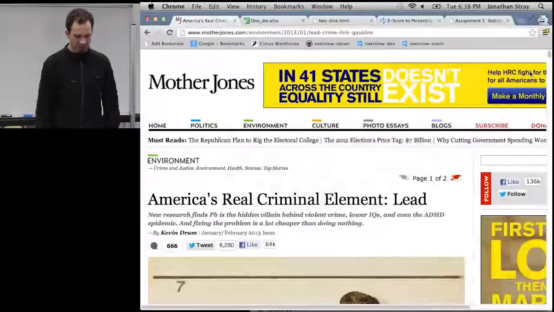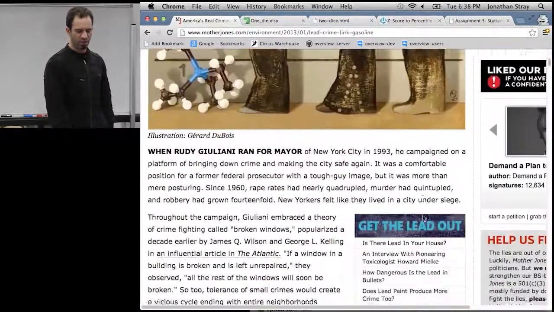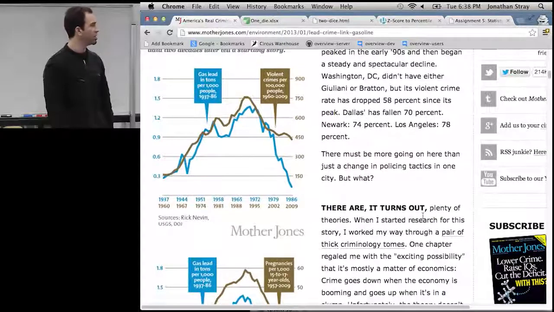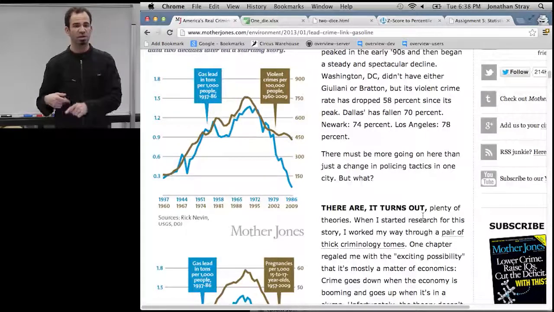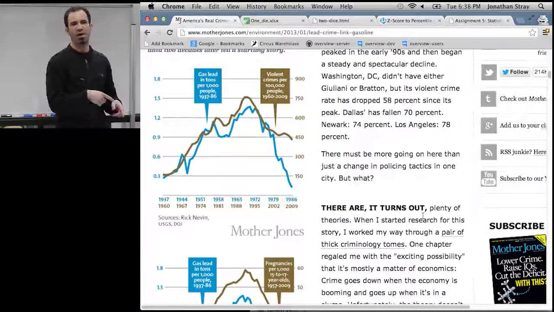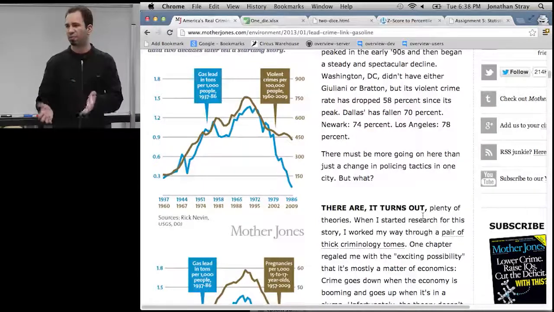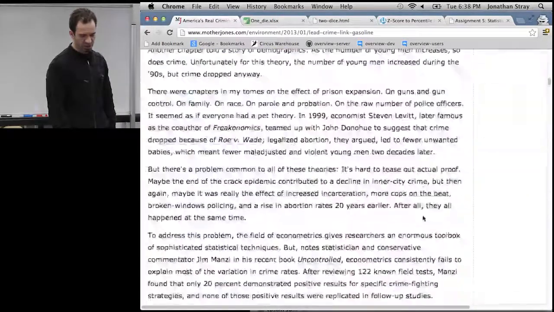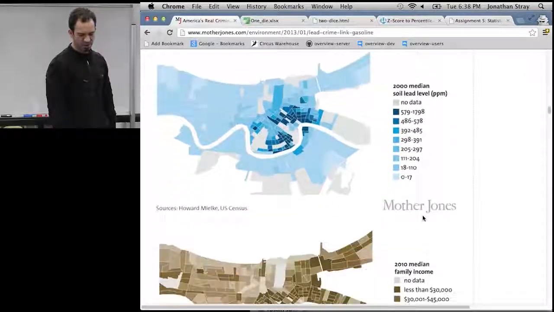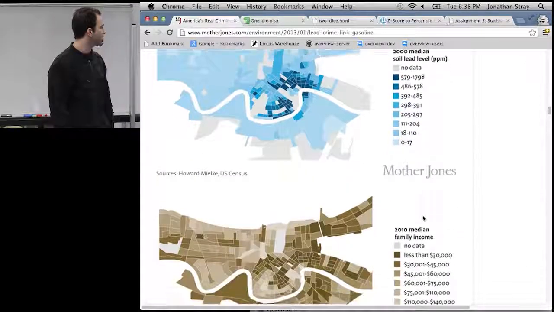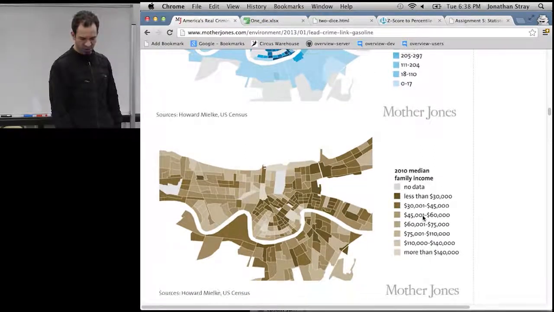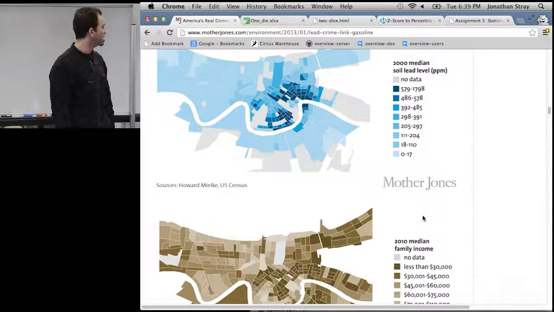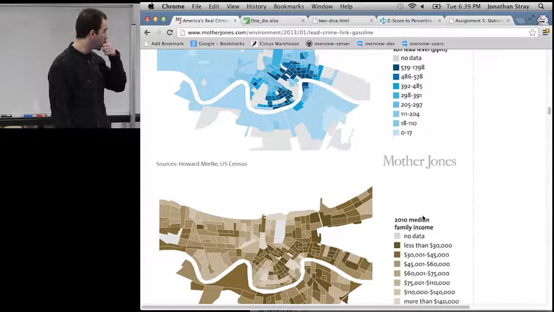So here's an example. This is a story that Mother Jones did just last month. It's a whole story on research that links lead to crime. And here are the graphs, right? Look at this. There's an almost perfect fit between the lead being consumed in gasoline and the crime rate, with a 22 or 23-year lag, which is the average age of criminals, right? So that looks pretty interesting. And here's a map of crime rates, and a map of lead levels. Which one is which? Top is lead, bottom is poverty rate, actually, not crime rate.